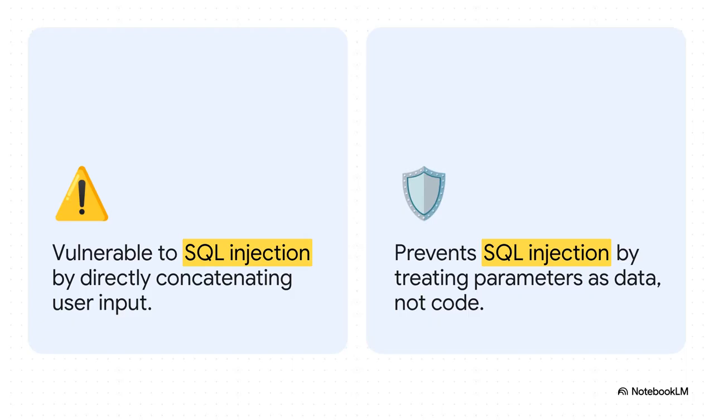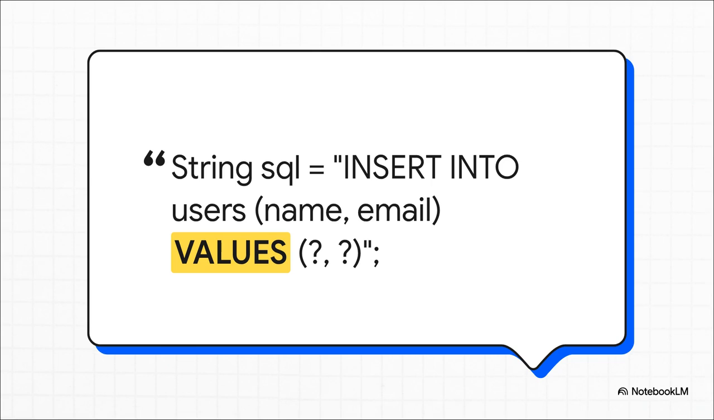Now, in JDBC, you basically have two choices for sending a query. There's the basic Statement object, which is simple, but it's also really dangerous. If you just mash strings together with user input to build a query, you're asking for trouble. Then there's the hero of our story, the PreparedStatement. It is specifically designed from the ground up to shut down this kind of attack. So what's its secret? It's right there on the screen. It's those question marks. Those placeholders are everything.